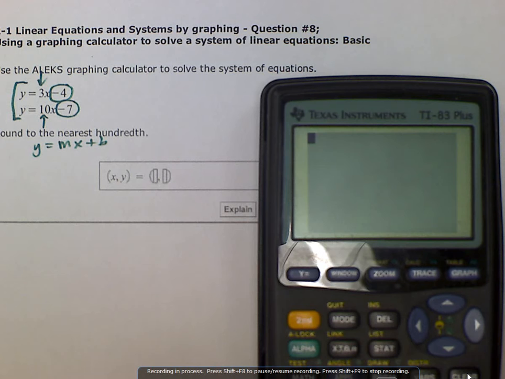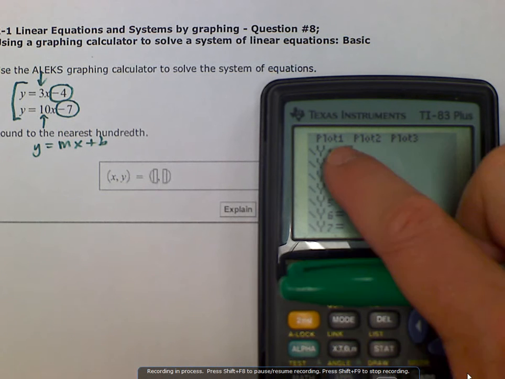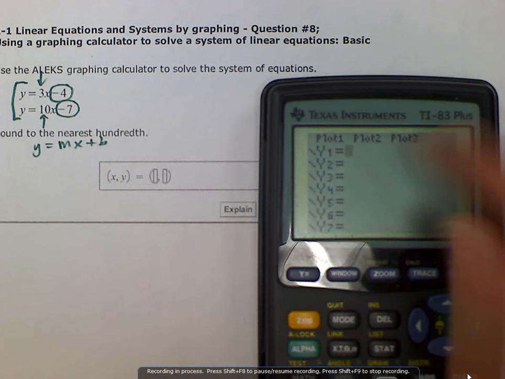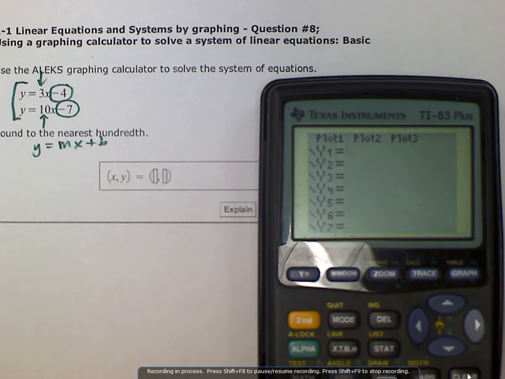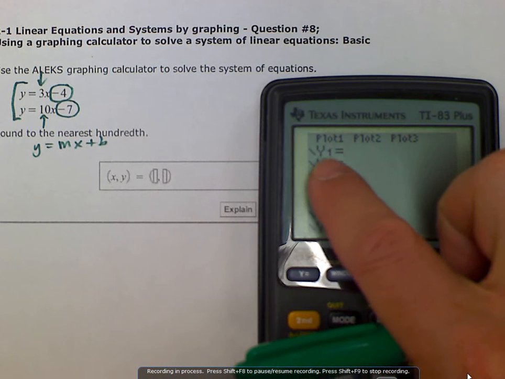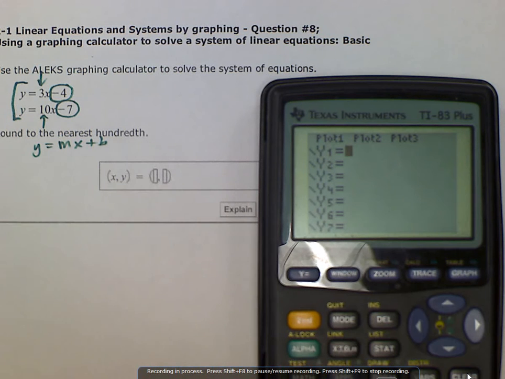And if we just come up here to the y equals button and push that, then we can create our equations. This literally is in the form of y equals mx plus b. So if you don't already have them in slope-intercept form, you would need to put them in there, because this is the first equation, y equals, and then you would just fill in 3x minus 4.